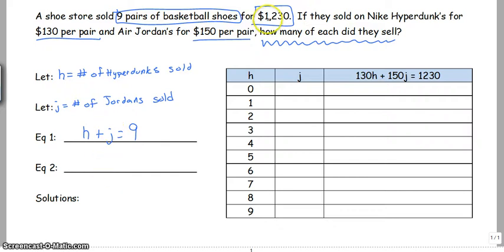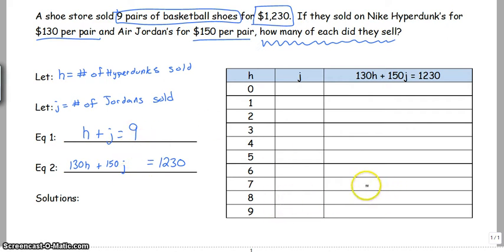The second part comes from the total amount that we collected. So we know we're going to set this equation equal to 1,230. And we have to match up the price of each shoe. So it was $130 per pair of Hyperdunks. So 130 times H plus $150 per pair of Air Jordans. That makes it 150J.